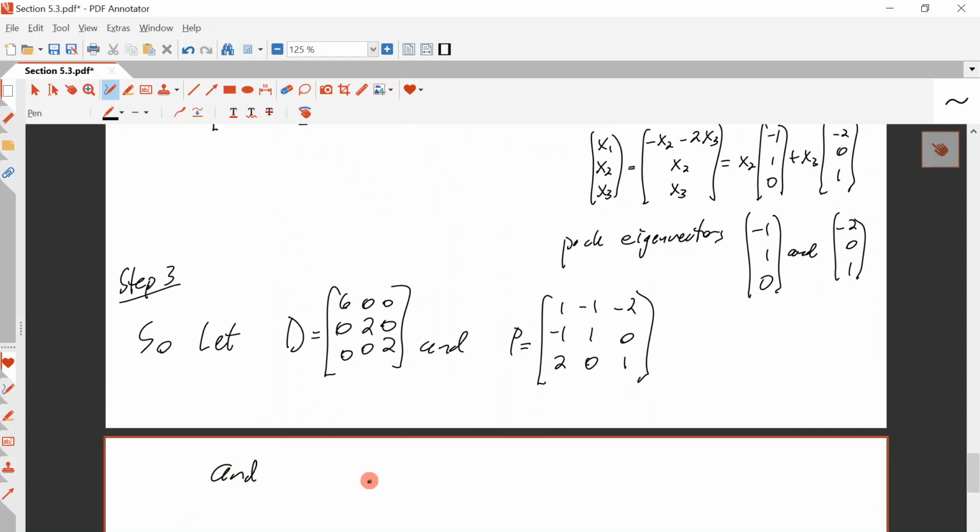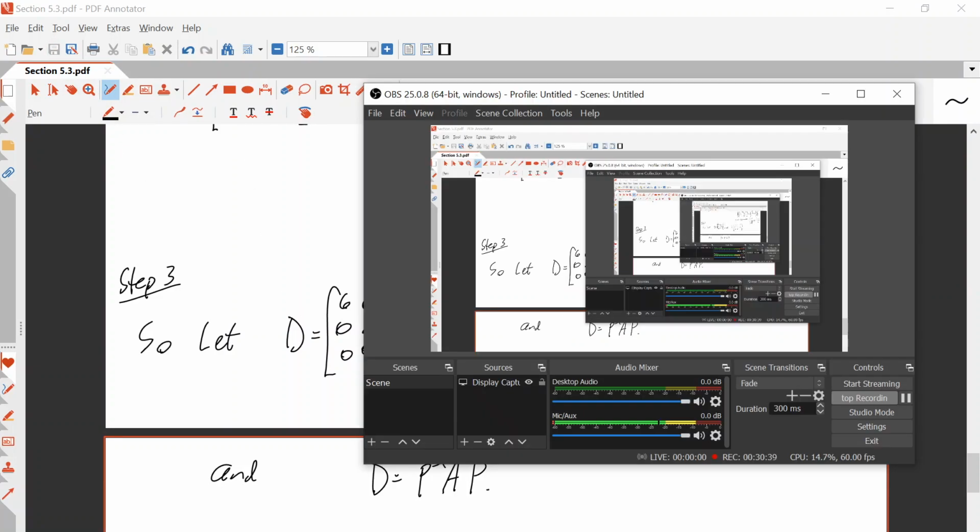And we know that D is equal to P inverse AP. And that's it. So we'll go over a lot more examples like this during the problem session, but that's all in section 5.3.